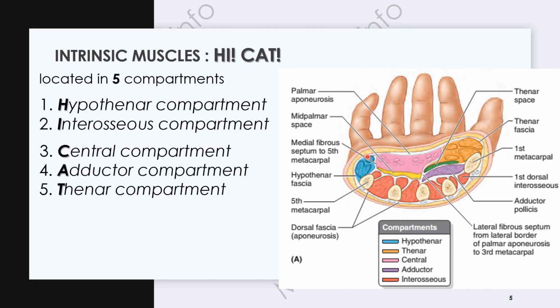Looking at the diagram over here, this bluish area in the medial part of the hand is the hypothenar compartment. Lateral to this pink area here is the central compartment. Then we have this orange area here, lateral to the central compartment. This is the thenar compartment. Deep to the thenar compartment, that is underneath it, we have the purple area, that is the adductor compartment. Over here we have the reddish area. This is in between the metacarpal bones, and this is for the interosseous compartment.